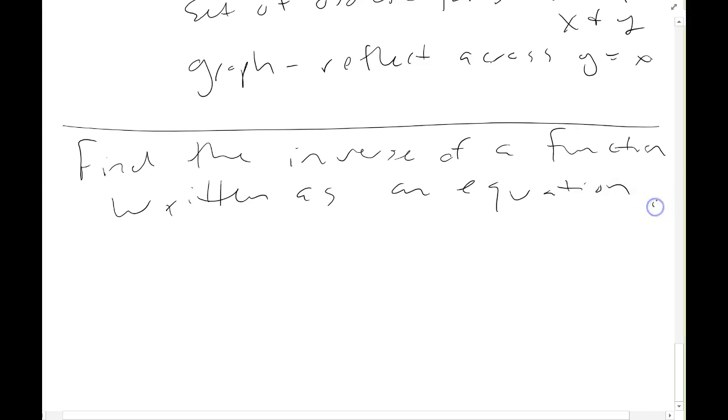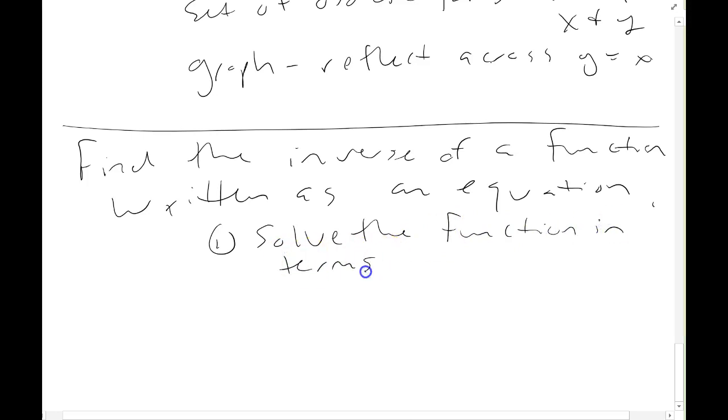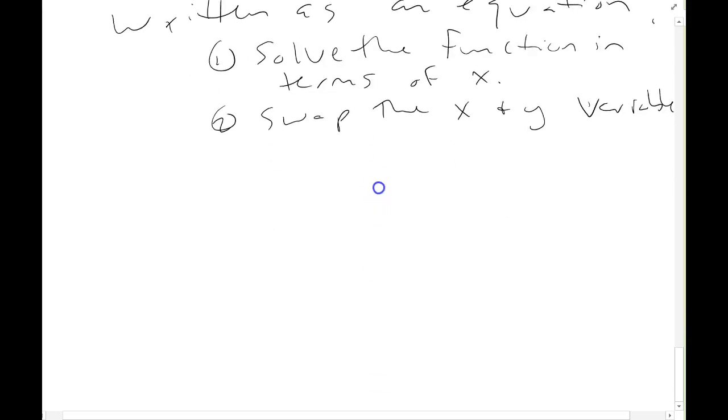So to find the inverse of a function when it's written as an equation, it's kind of a two-step process. Step one, we solve the function in terms of x. And step two, we swap the x and y variables. So let's do an example.